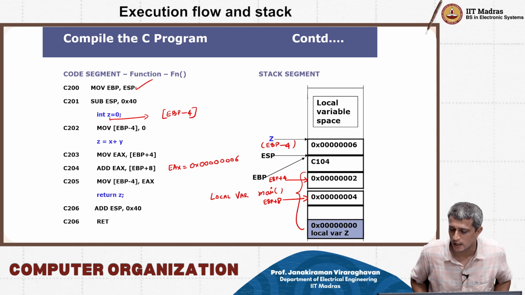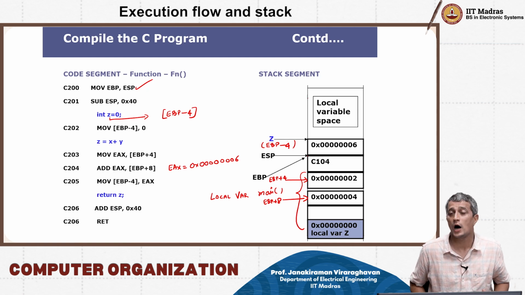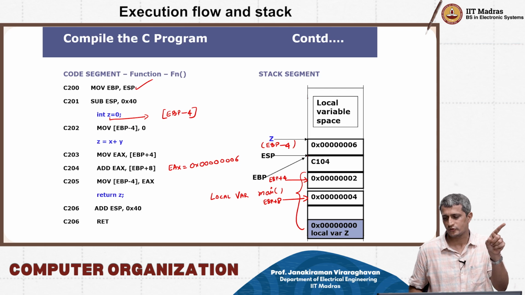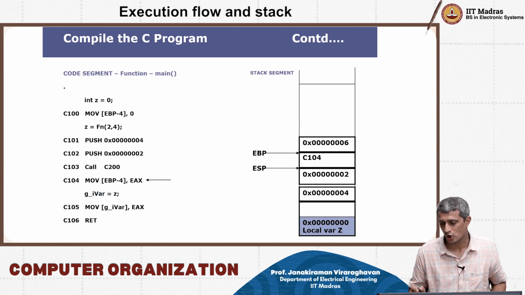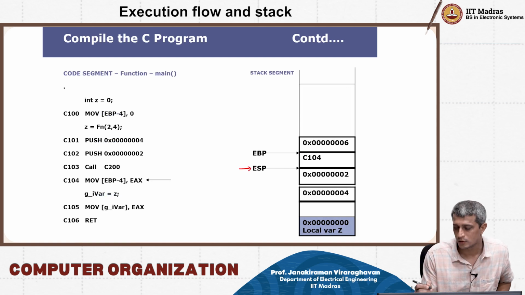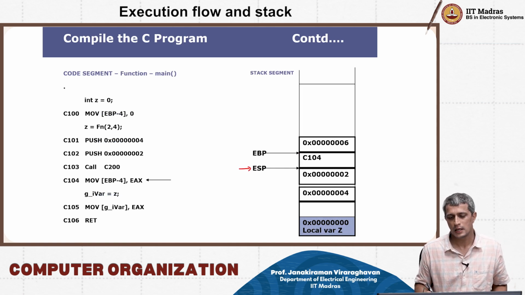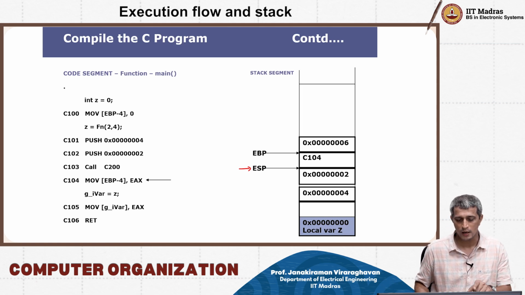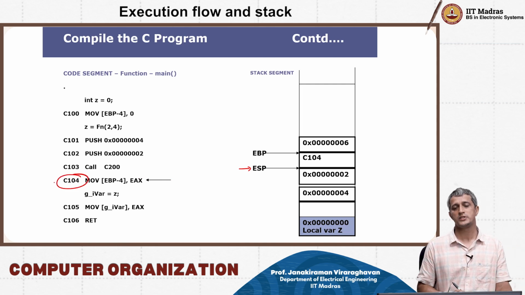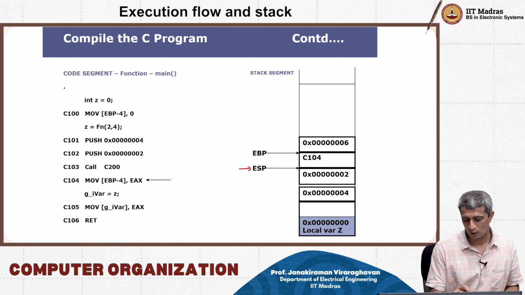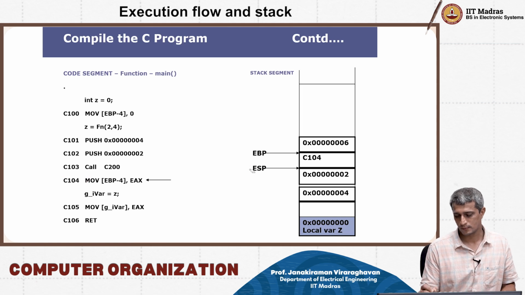Now you do RET. When you do RET, it pops the top of stack, right? Remember, it has now popped the top of stack, so my ESP has incremented and come here, and then it will load the return address C104. That's why the instruction pointer now is pointing to C104. Okay, that's what the ret instruction does.